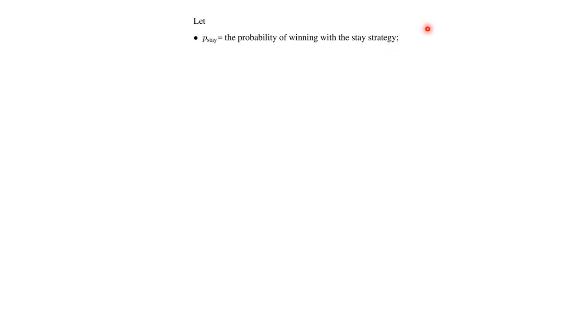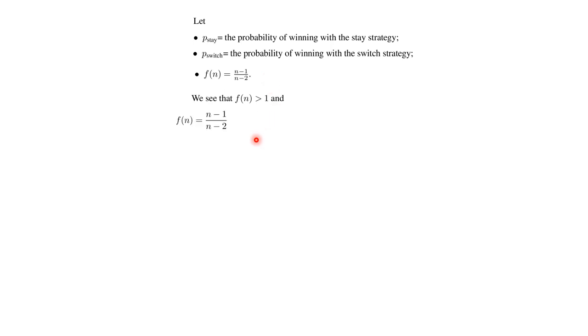Let's just rewrite this a little bit differently. Let's make these definitions. P stay is the probability of winning with the stay strategy. P switch, the probability of winning with the switching strategy. And that factor, Fn, is (n minus 1) over (n minus 2). This is always greater than 1. Note that n's got to start at 3, and when we start at 3, this factor is 2. It's always greater than 1.